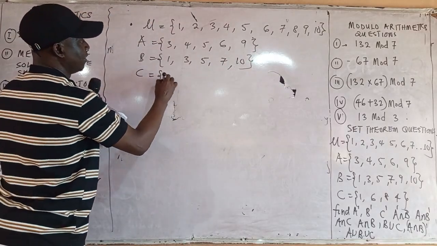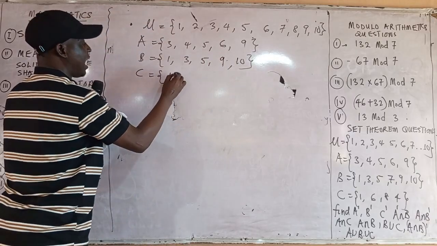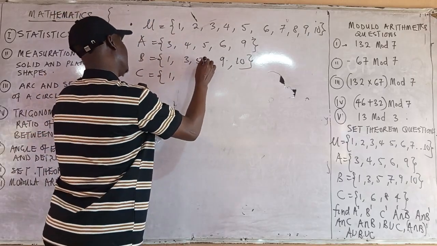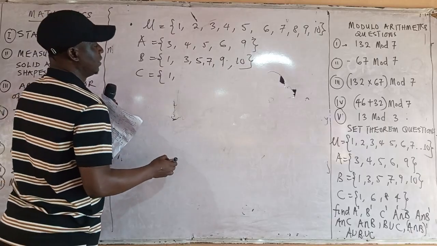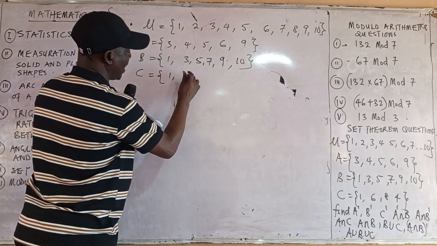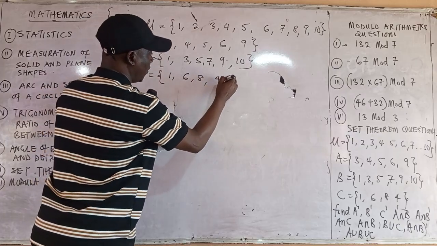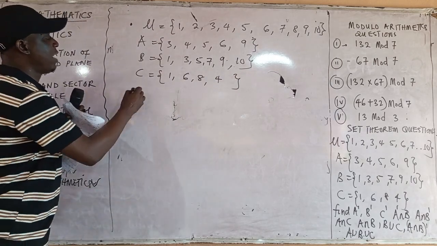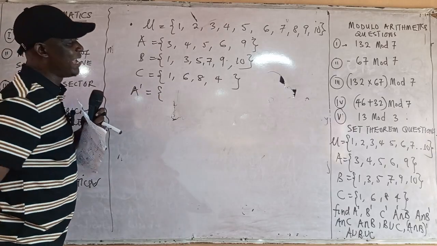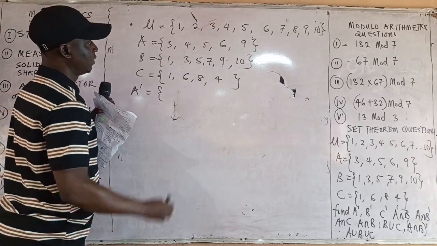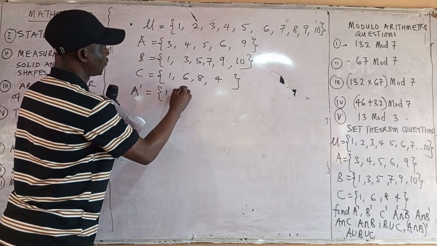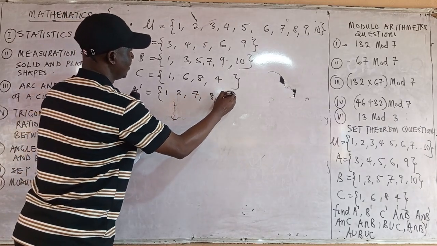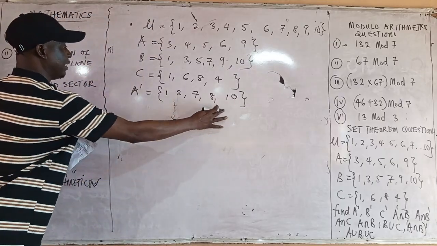Then what did we see? 1, 7, 9, 10. Okay, yes. 1, 6, 8, 4. Okay, that is that. Now, we know how to find a complement quickly. What is your A complement? Let's put the rush question quick. 1, 2, 7, 8, 10. Excellent. That is complement.